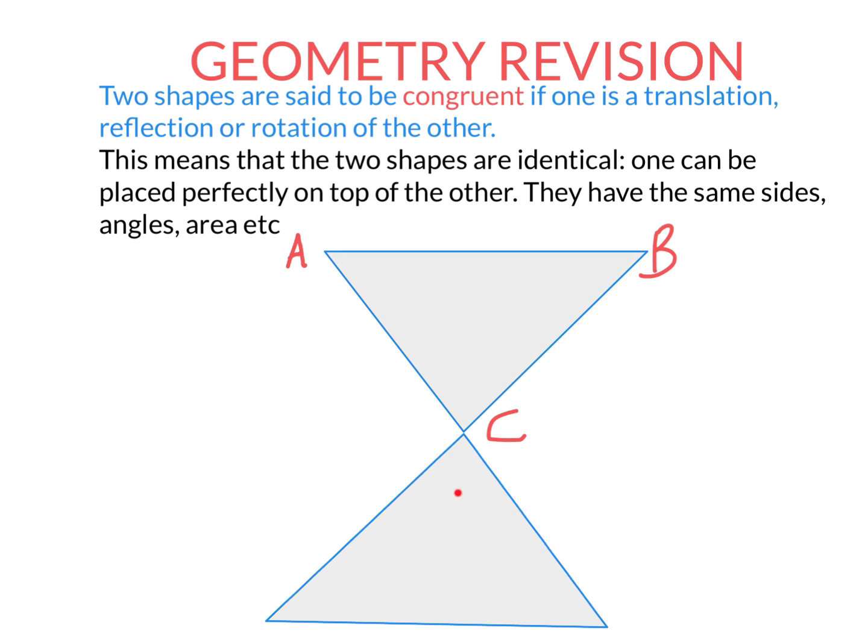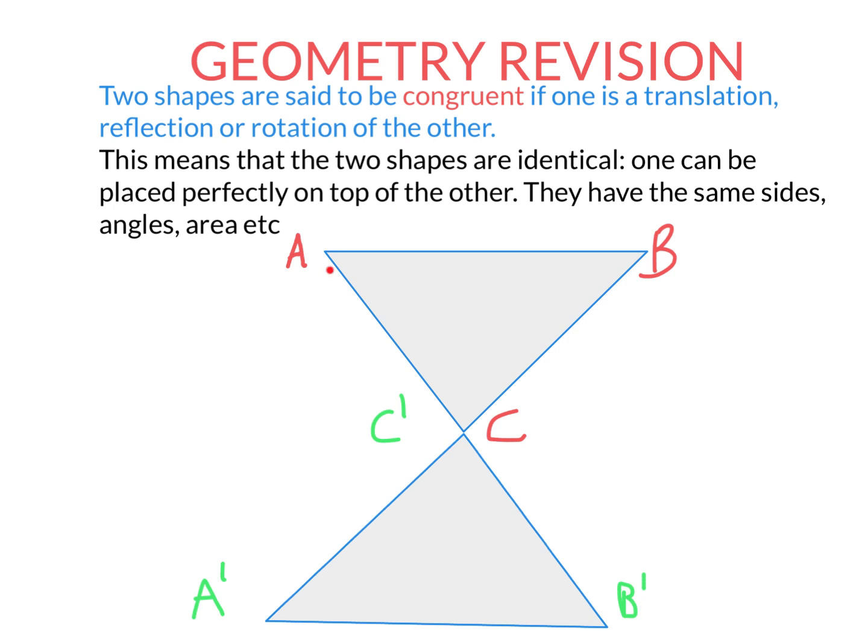To get from here to here, I definitely didn't translate because the orientation has changed. This triangle is facing a different way. But I could have rotated or reflected this shape. To know that, I need to know the vertices. If I performed a reflection, A would go down here, so I call that A dash, B would go here, and C would stay here.